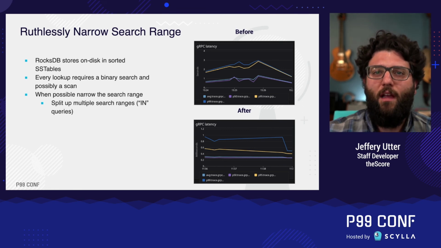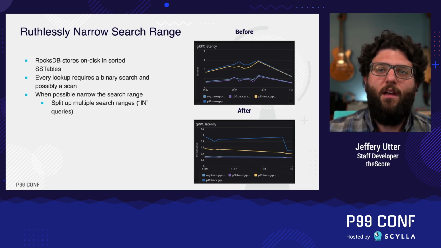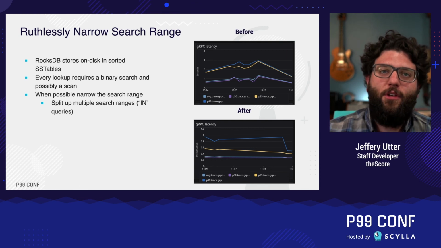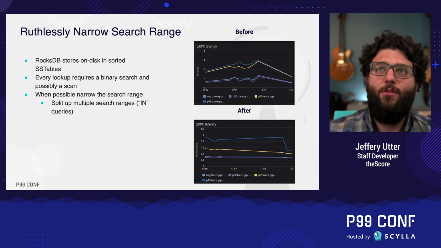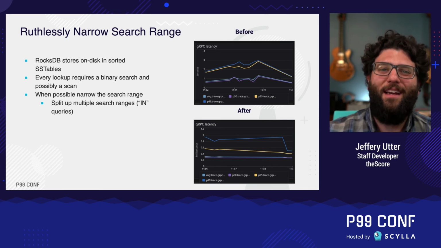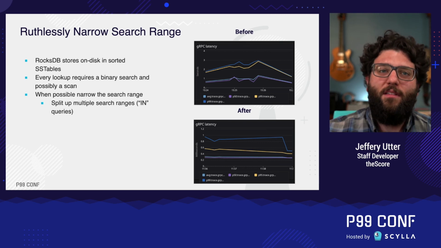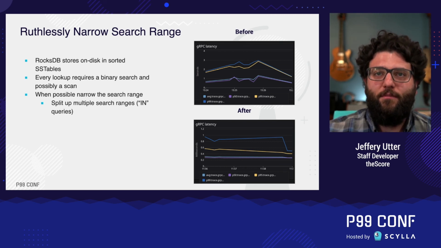So if we were to say we want all of the players where their position is in defensive back or quarterback. An example, we have these two charts. Before the optimization, a certain query was taking over 2 seconds, which is definitely not P99 conf material. But afterwards, we got it down below a millisecond, and I'll show you how that worked out.